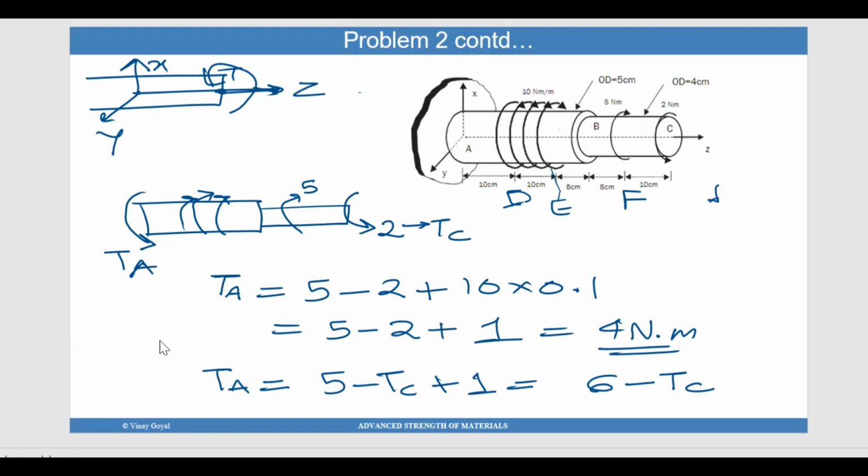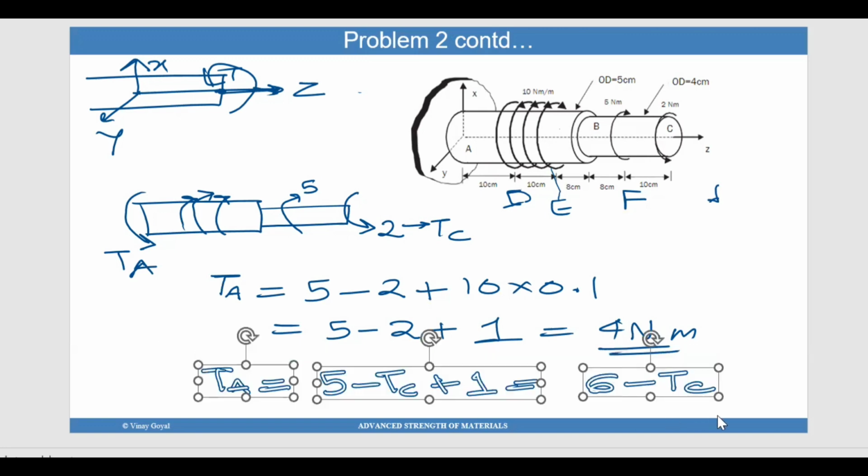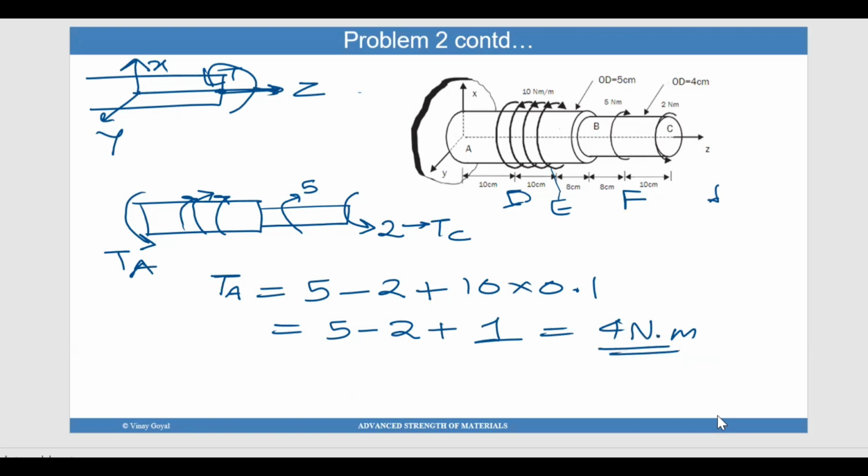Or should we do this? Do we have the time? We can do this again. Okay, let's not. I was planning to do the two problems together, but let's not get into that. So let's just say TA is 4 Newton meter now. You have the values, you just use the values for now. So you have TA, so you have all the torque.